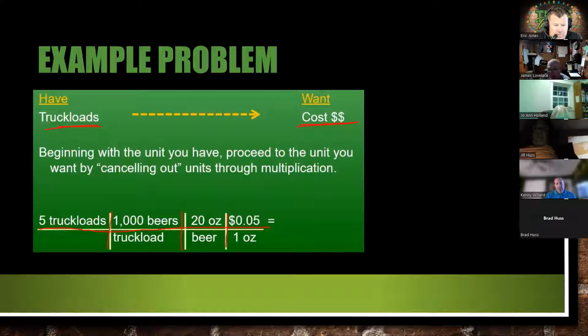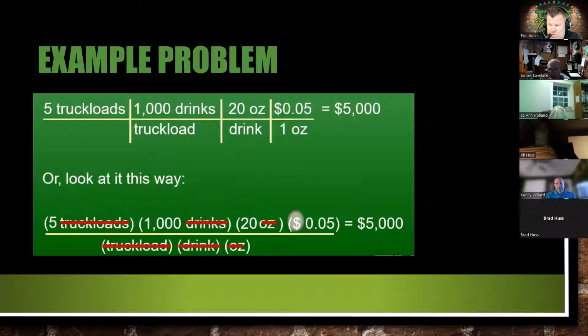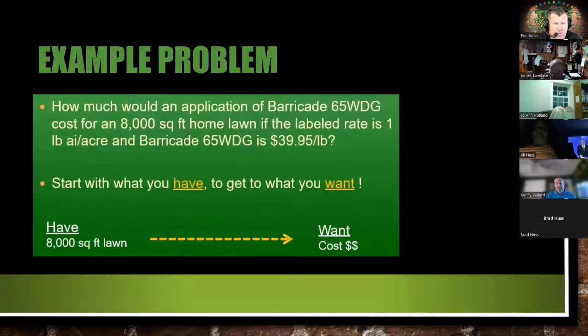Well, if we jump to the next slide, we can see which ones are canceling out. We have our truckloads. They cancel out. The drinks cancel out. The ounces cancel out. And we are left with that dollar sign, and that's what we're trying to get. So we say 5 times 1,000 times 20 times a nickel is $5,000. So that's what we're spending on our beer being delivered to the convenience store.